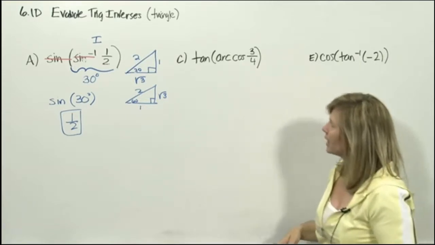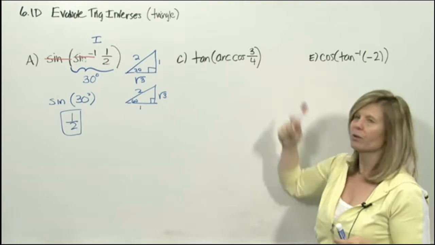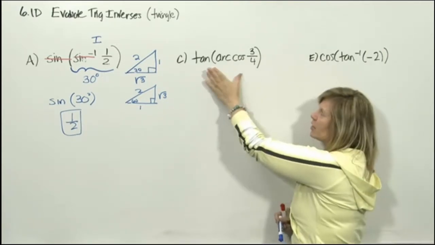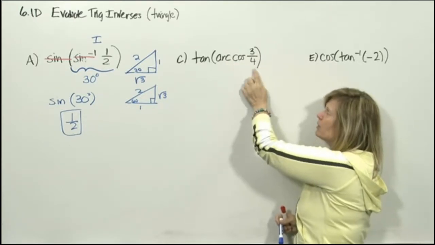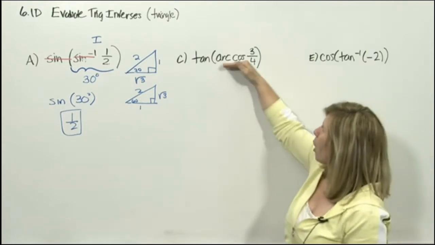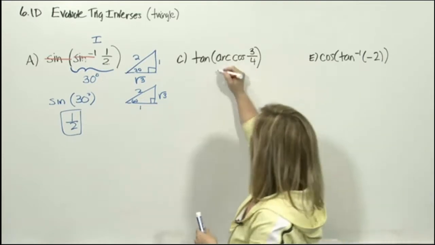Okay, let's look at C. I want to do the tangent arc cosine of 3/4. So I have 2 operations here. I want you to find the tangent value of what's in here. What's in here is I want you to find the angle measurement that matches the cosine for 3/4. Okay, so arc means inverse, inverse means give me an angle. We always do what's in parentheses first.